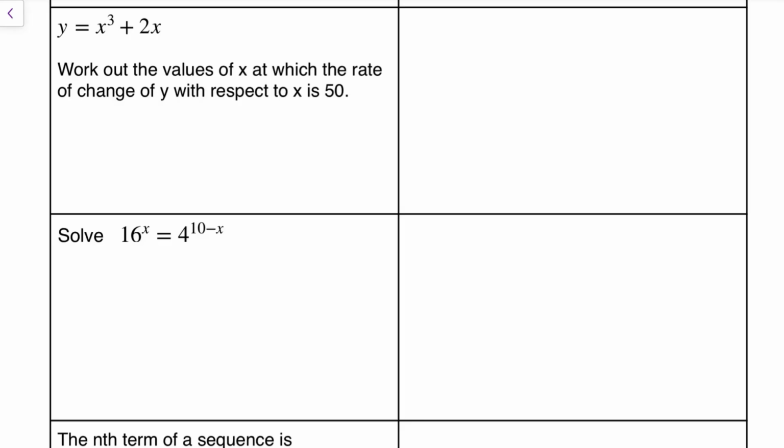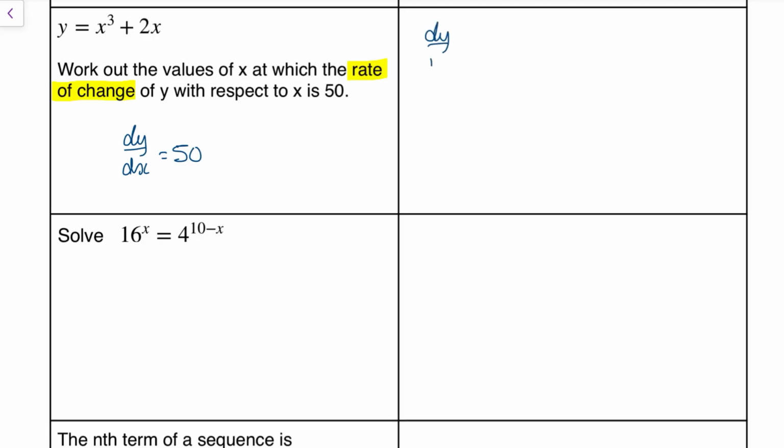Y equals x cubed plus 2x. Work out the values of x at which the rate of change. Very cleverly worded. So now instead of using the word gradient, we're saying rate of change. But it is in effect the same thing. So I'm saying effectively, where does dy dx equal 50? So let's work out what dy dx is.